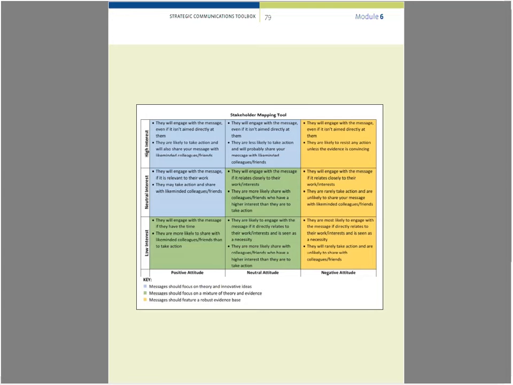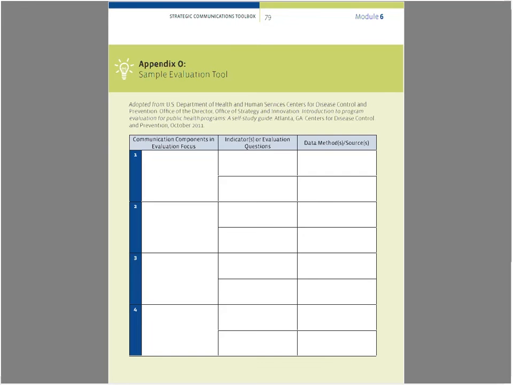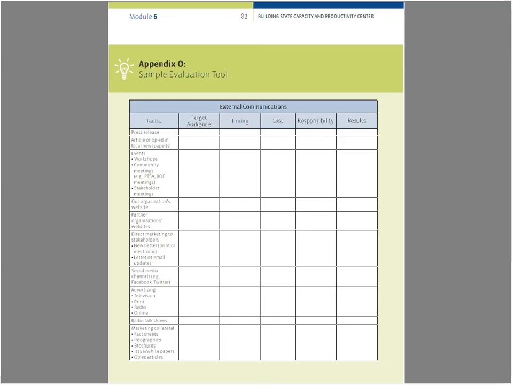Okay, so for step 3, which if you recall was manage plan implementation, on page 80, Appendix N, is a sample implementation tracking tool, and that can be used to monitor the overall implementation process. When you scroll through, there's a tactic, target audience, timing, cost, responsibility, and then a place to log results.